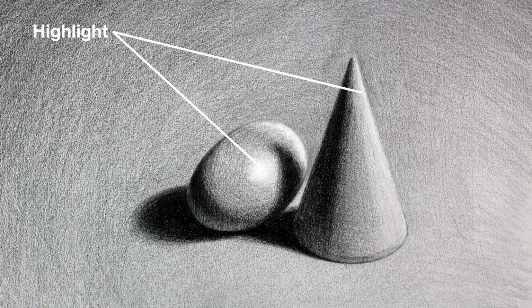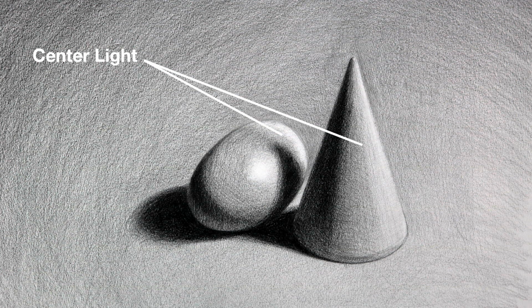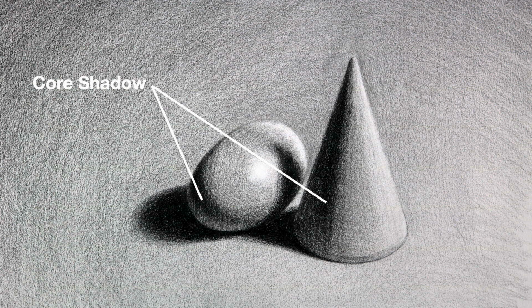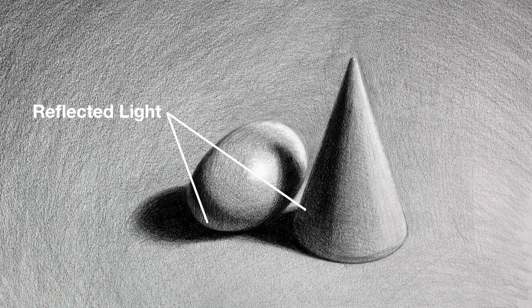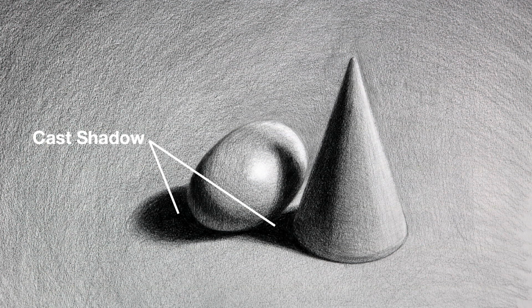You should also understand the center light, where, on the lit side of the object, the value gets lighter as it approaches the light source. You should also understand how to draw the core shadow, the dark band of shadow that is found on rounding objects. You should understand reflected light, where an adjacent surface reflects light back into the shadow. And finally, you should already understand and know how to draw cast shadows, including how the shape of a cast shadow changes as it casts over another volume.